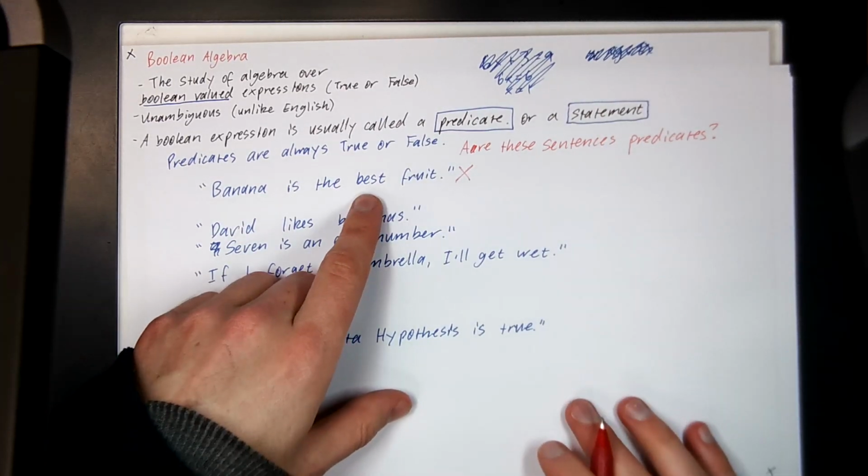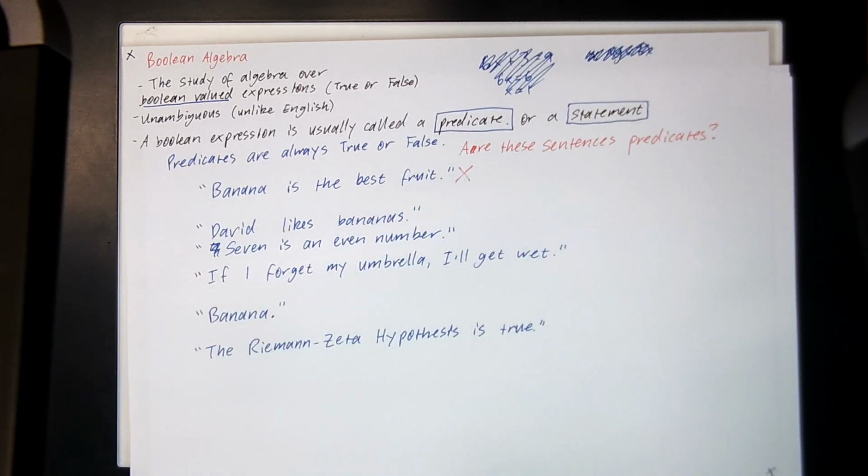Maybe if you had a more useful definition of best, like banana is the best fruit, by best being measured as the total number of fruits sold in the year, then you could ask that question: is banana the best selling fruit? That would be a predicate. So let's look at the second statement.